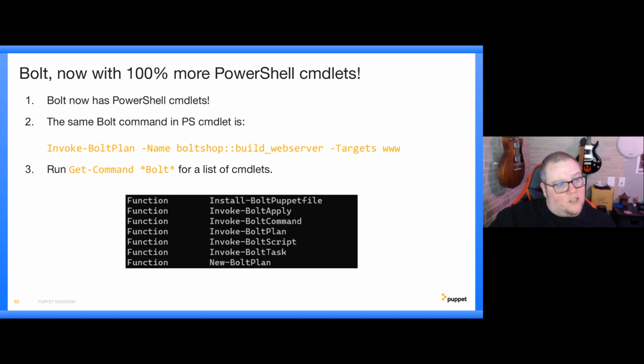You can see here, the same way that you ran that web server using the Bolt plan run, we can invoke a Bolt plan with the name parameter being the plan name, targets being the targets. If you run Get-Command and then star Bolt, you'll see anything that's capable there. I believe even past this, mind you, it's a screenshot, depending on your version, there's going to be more capabilities there on the PowerShell side as well. And it should be a one-to-one map. So essentially anything you can do from the command set with Bolt, you can find the applicable Bolt PowerShell commandlet to run as well.